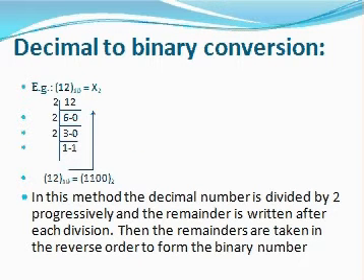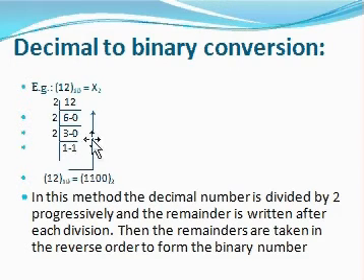Next, to convert a decimal into binary. To convert a decimal number into binary, we have to divide the number by 2, and for every division operation, the remainder is taken into account, and finally all the remainders are written in the reverse order. So here is an example.